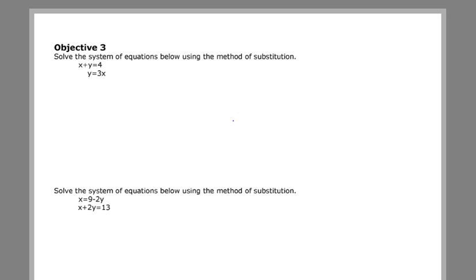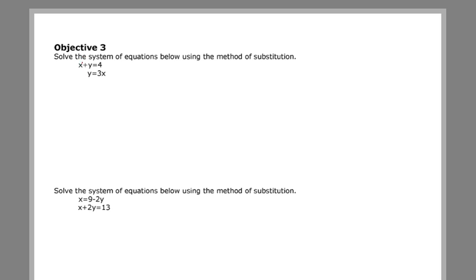Okay, let's look at the second part of 5.1, which is using the method of substitution to solve a system of equations. The method of substitution is going to be exactly what it says. You're going to be doing some substituting. Now look at the way these systems are set up.